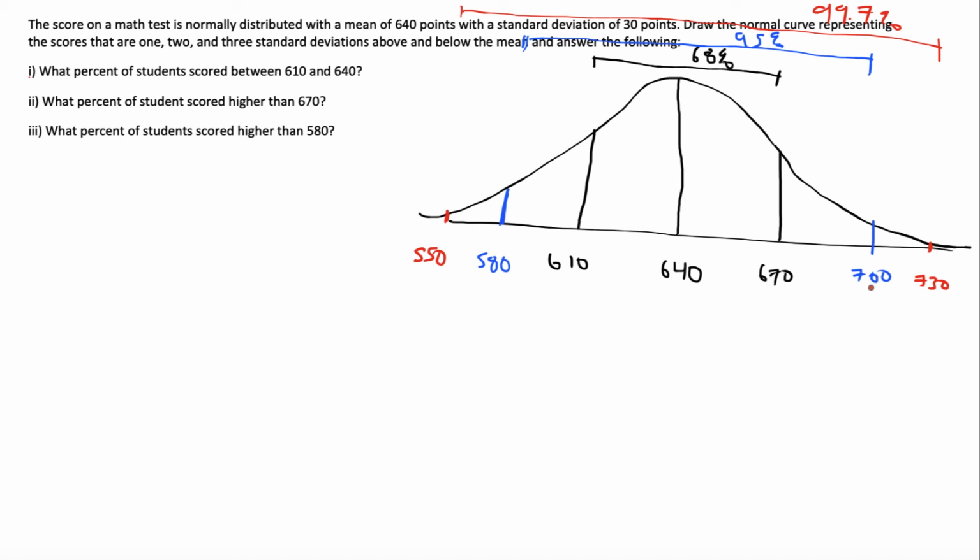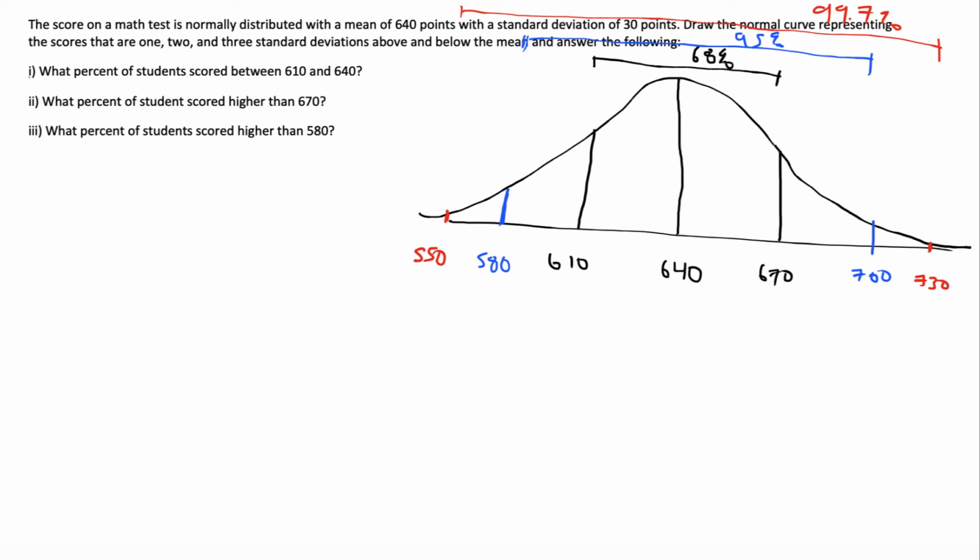But at the same time, what does it mean if you scored above 730? Then you're in essentially the top 0.15%. So you're using the ideas of the rule of 68, 95, 99.7, and also understanding that this is symmetric on each side, we should be able to answer these questions.